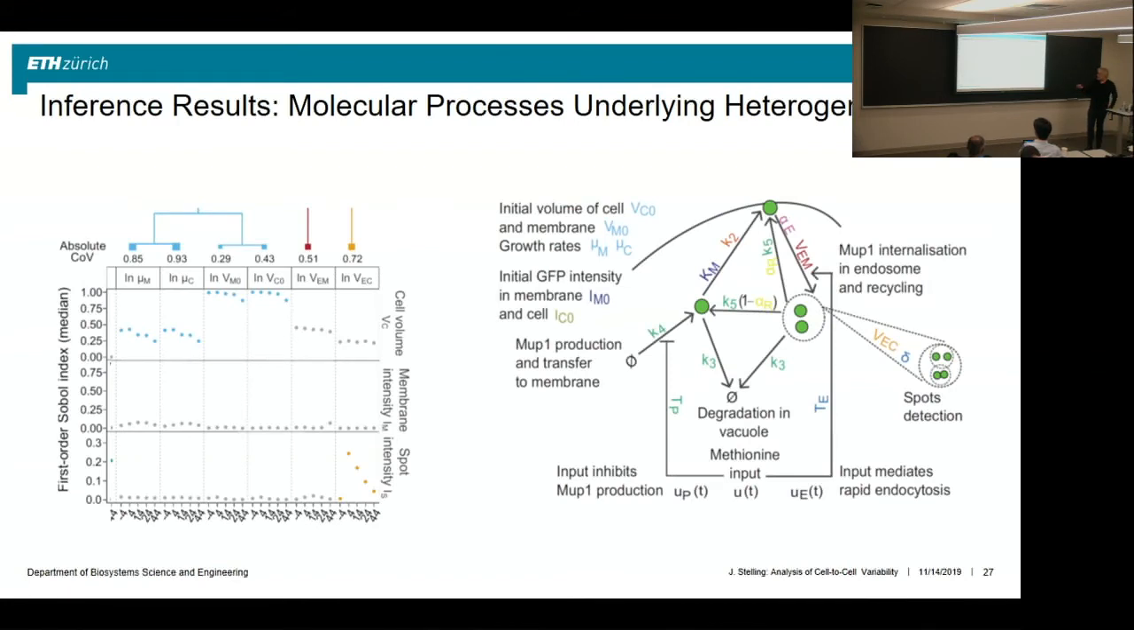For instance, here, these are observables related to growth, cell growing. And these are parameters related to initial conditions related to growth, and they have influence on these observables, but not on the intensities.